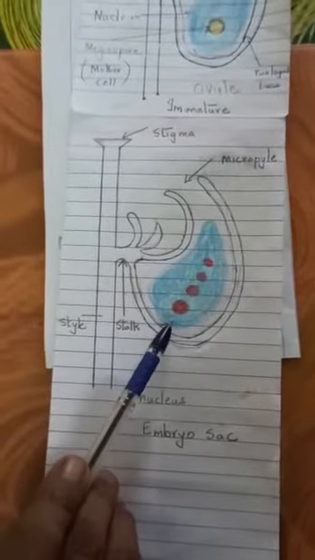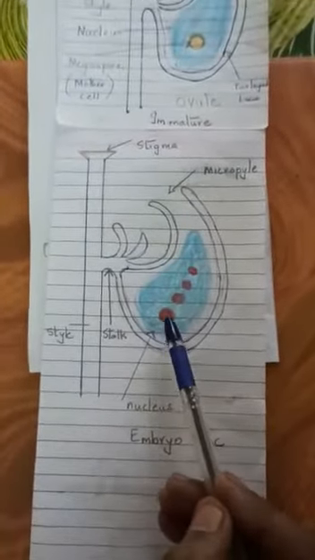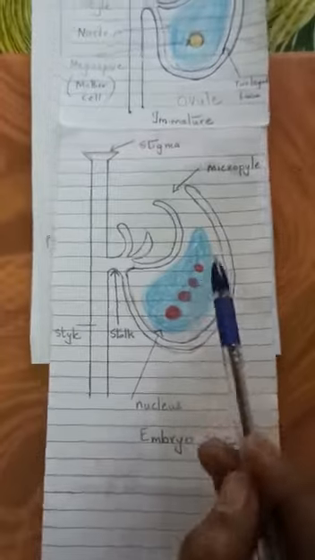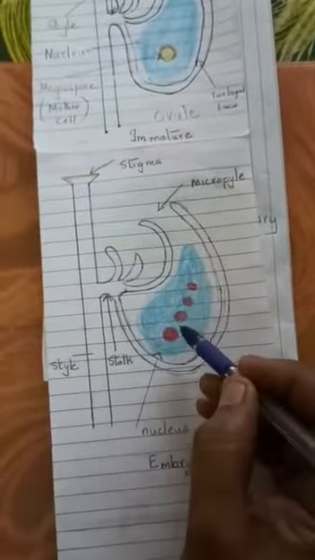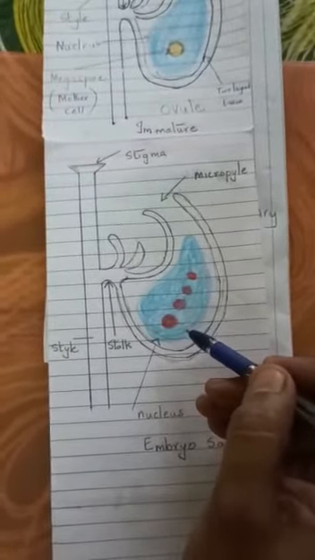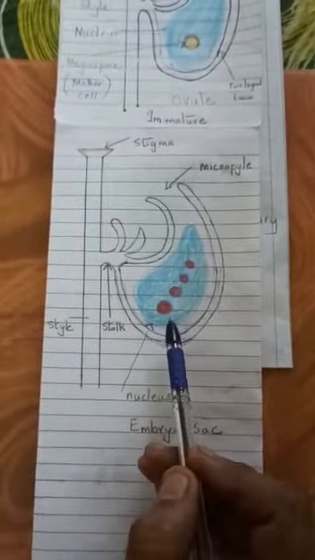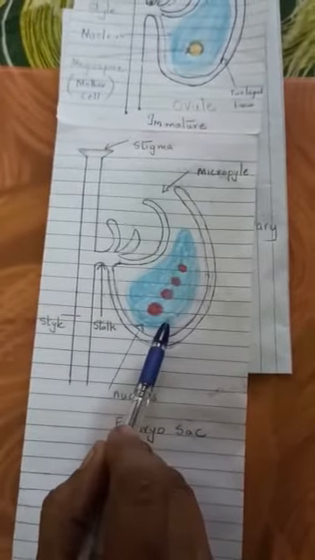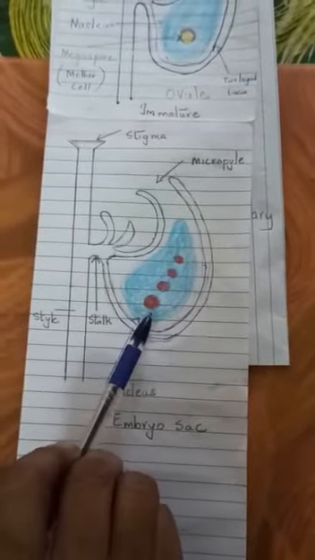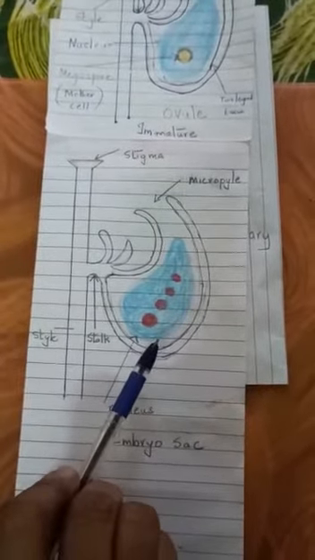It undergoes meiosis, and from that mother cell you will get 4 haploid cells. 1, 2, 3, 4. 4 haploid cells. Now of the haploid cells, only one will be functional, the others by default will be non-functional and they will degenerate. Now as soon as this meiotic division takes place, this is no more an ovule. Now it is called the embryo sac. That means the ovule has changed into the embryo sac.